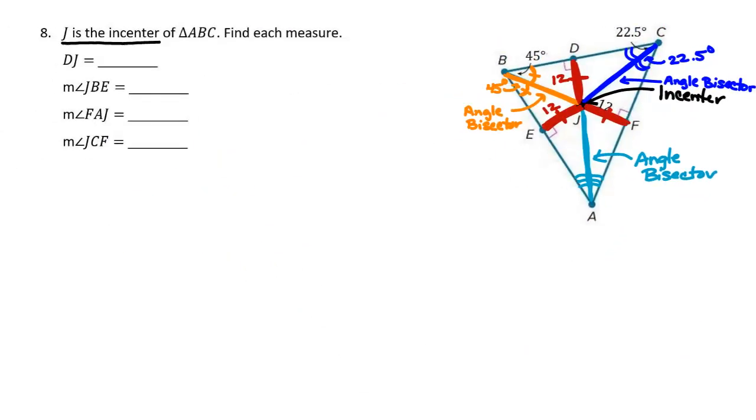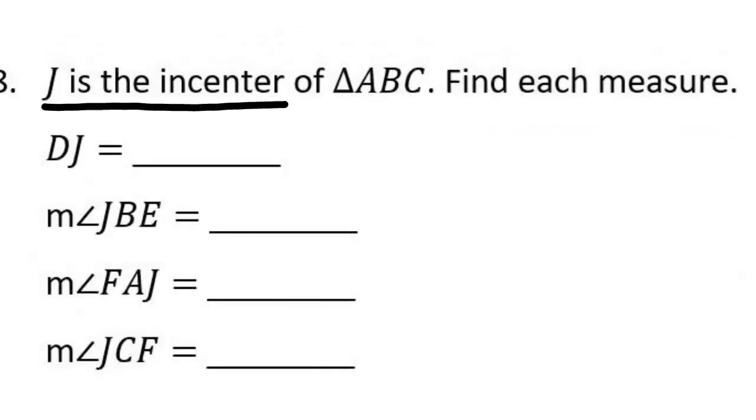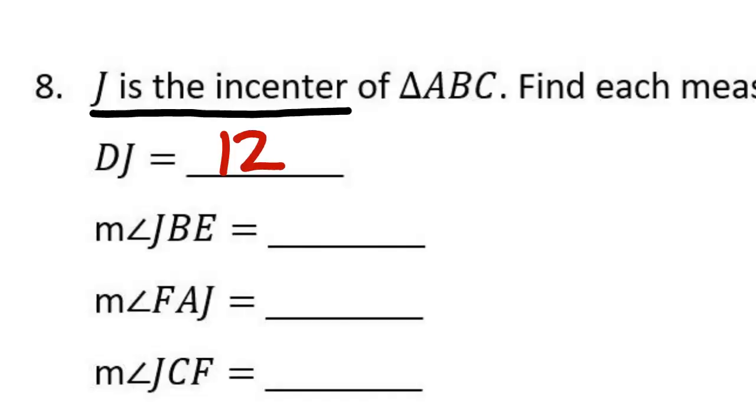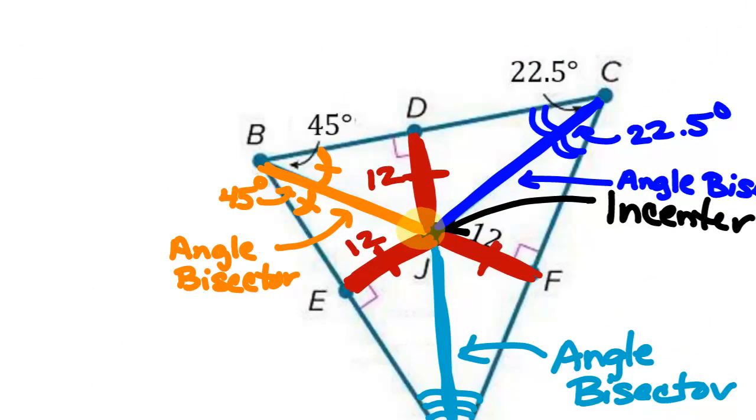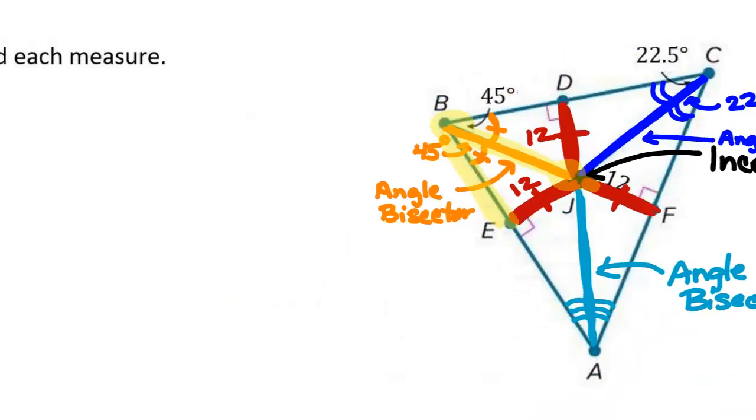All right, let's see if we can answer the questions over here. They want the length of DJ. DJ is this segment right here. Well, we just said that's how big? 12. Because it is congruent to JF, which is labeled as 12. And it's also congruent to JE. All right, now we want the measurement of angle JBE. So this angle right here. How big did we say that was? 45.